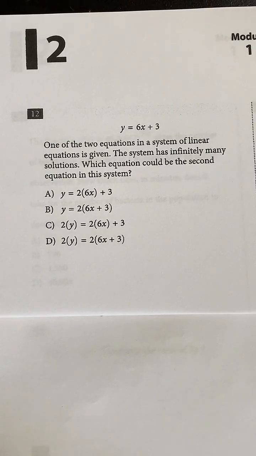A, y equals 2 times 6x plus 3. B, y equals 2 times 6x plus 3. Or C, 2 times y equals 2 times 6x plus 3. Or D, 2y is equal to 2 times 6x plus 3.